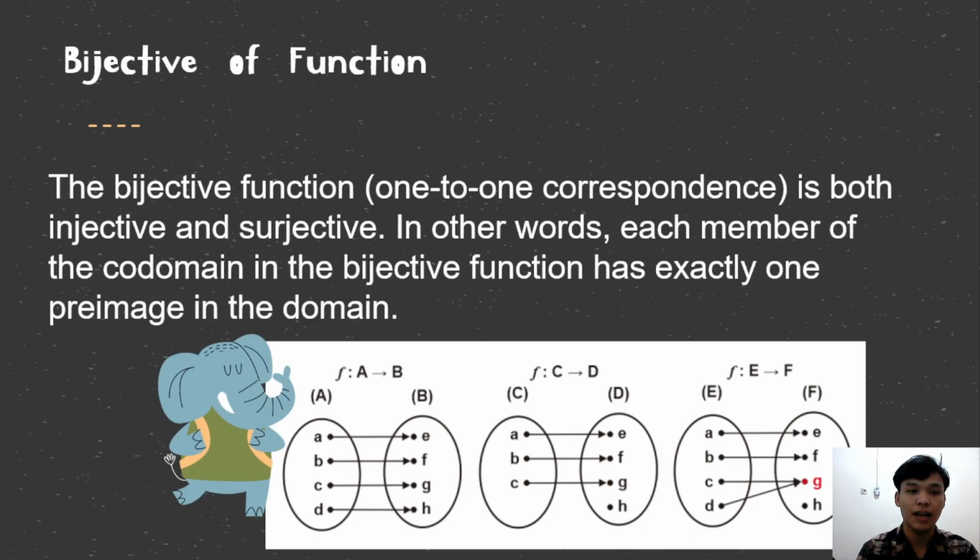And the last material is bijective function. The bijective function, or one-to-one correspondence, is both injective and surjective. In other words, each member of the codomain in the bijective function has exactly one preimage in the domain. So function A to B and function C to D are bijective functions, but function E to F is not a bijective function.